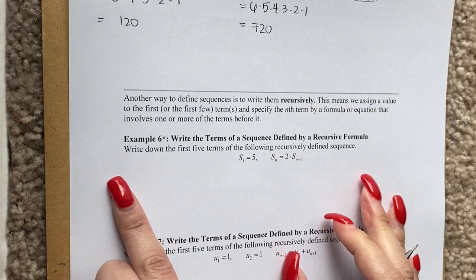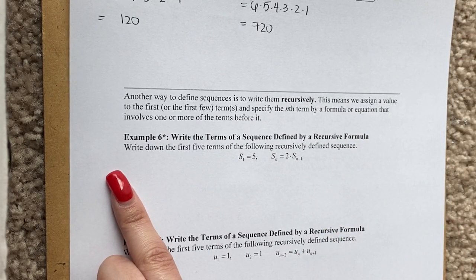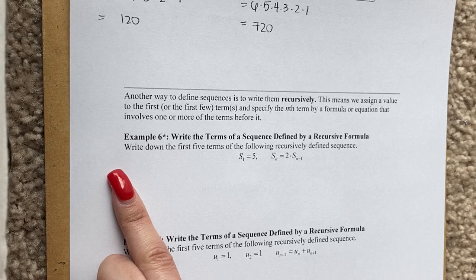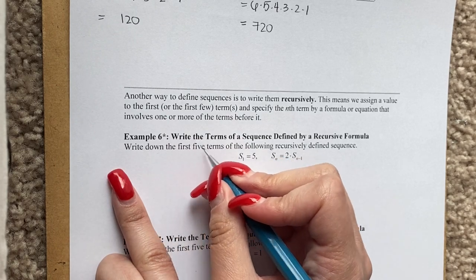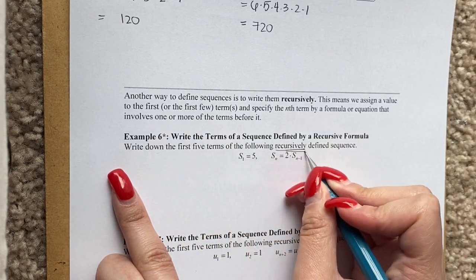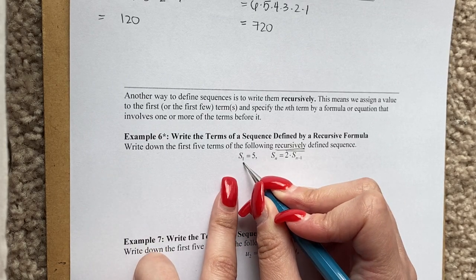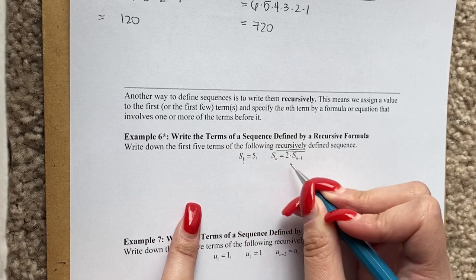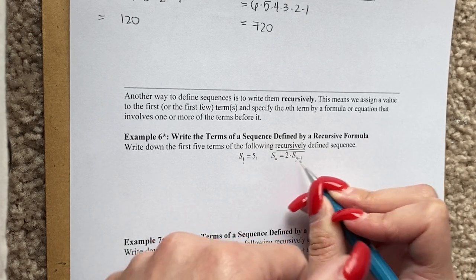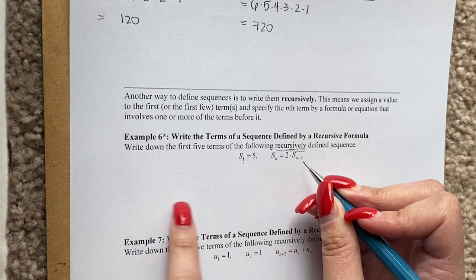Another way to define sequences is to write them recursively. This means that we are going to assign a value to the first term and specify the nth term by the formula or equation that involves one or more terms before it. So for example, if we need to write down the first 5 terms of the following recursive defined sequence, I'm giving you basically the first value, and then I'm giving you the formula for the rest of the values, for the second term, the third term, and so forth.